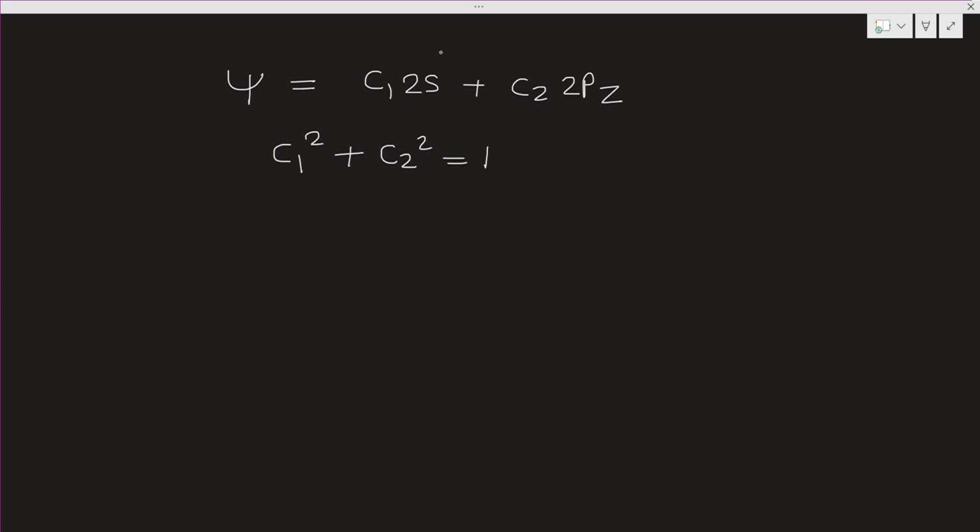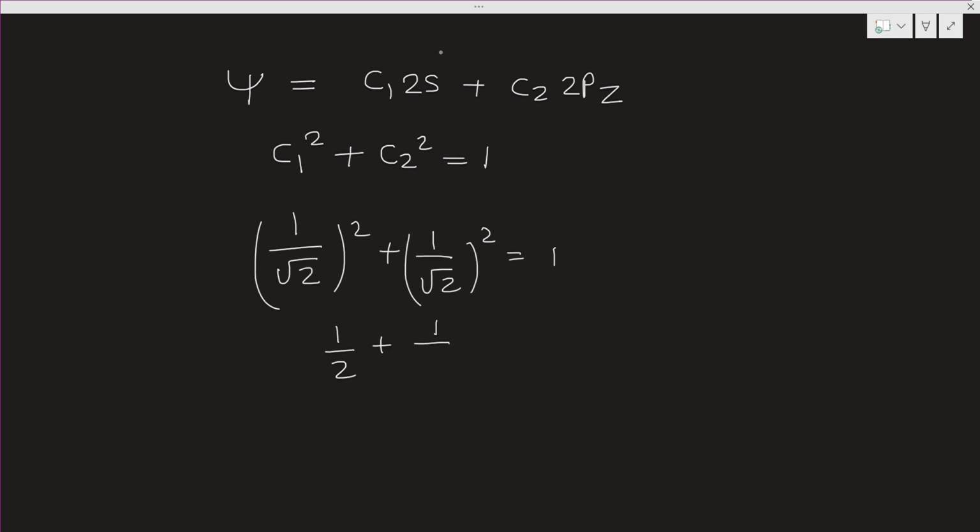On putting the value of option number A, what are you getting? 1 by root 2 squared plus 1 by root 2 squared is equal to 1. Now you can see that this is actually true. This will be 1 by 2 plus 1 by 2, which is equal to 1. It means we can say C1 is equal to 1 by root 2 and C2 is equal to 1 by root 2. No other values can work here.